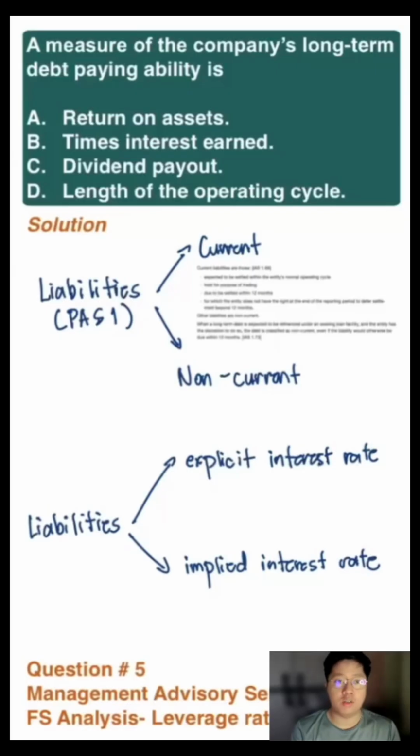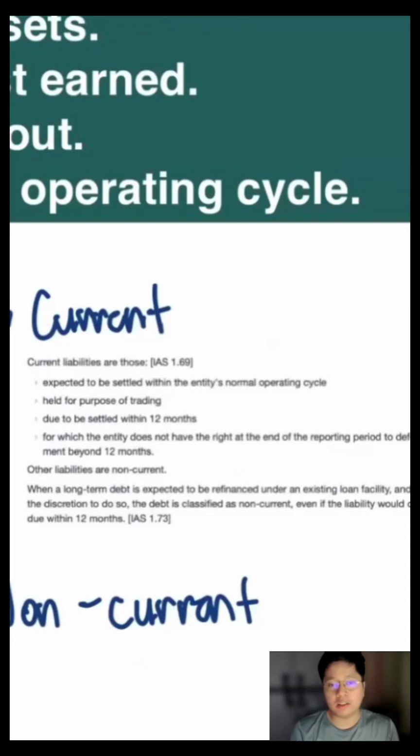Let us have a refresh on how we should classify liabilities. According to Philippine Accounting Standards 1, the accounting standard used to classify liabilities as current or non-current: current liabilities are those that are expected to be settled within the entity's normal operating cycle. A little bit of refresh from your financial accounting and reporting: normal operating cycle is different from your accounting cycle. Second, if the liabilities are held for purpose of trading, meaning it is under your normal course of business.